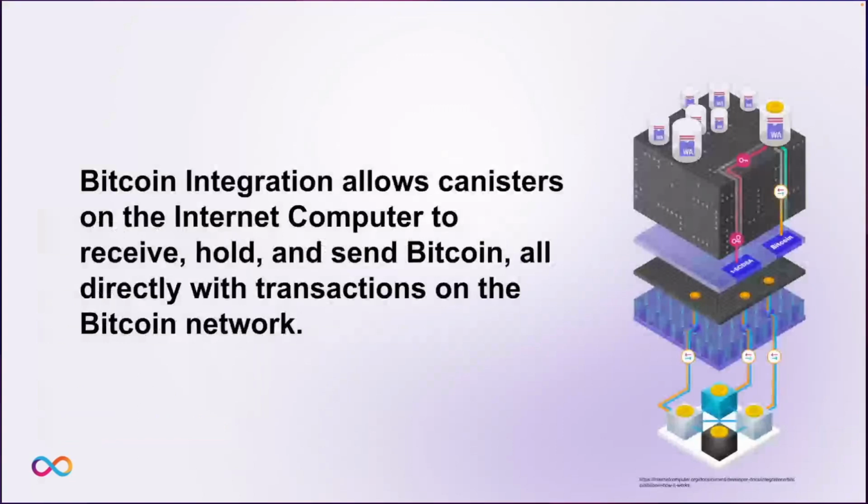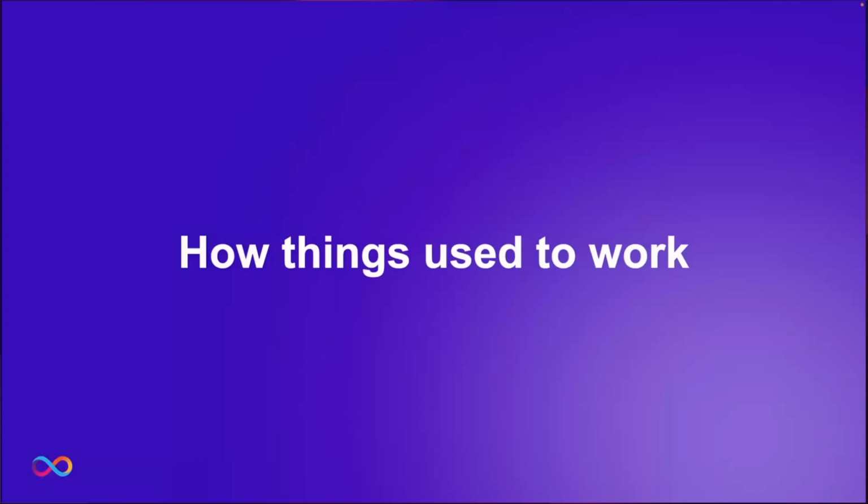So what actually is the direct Bitcoin integration? In one sentence, the Bitcoin integration allows canisters on the Internet Computer to receive, hold, and send Bitcoin, all directly with transactions on the Bitcoin network. To understand that this is awesome, we first have to take a look at how things used to work.